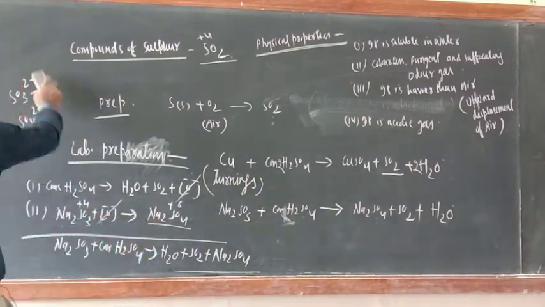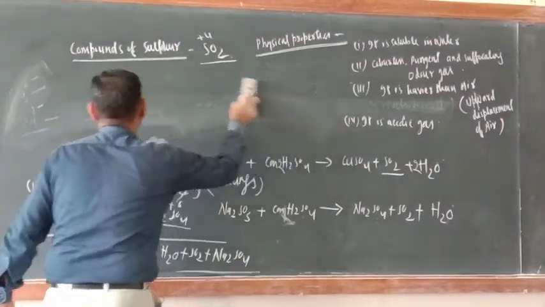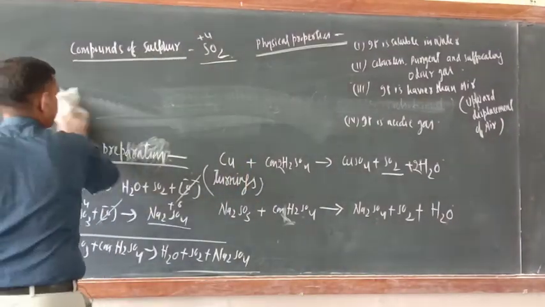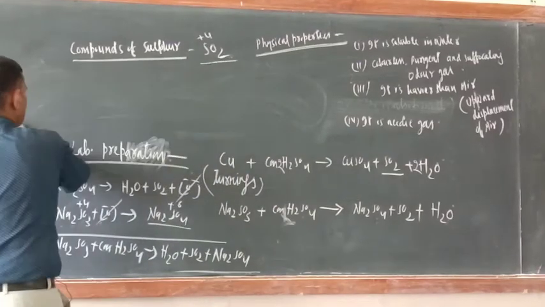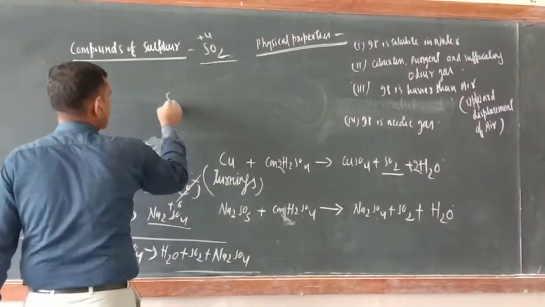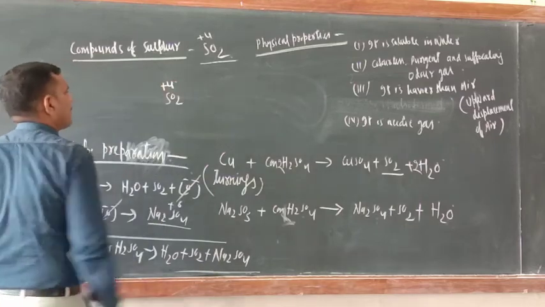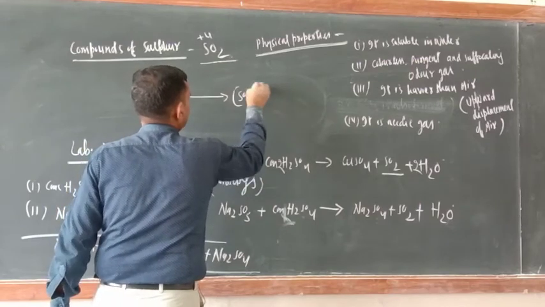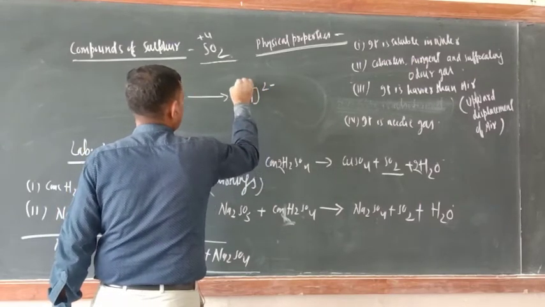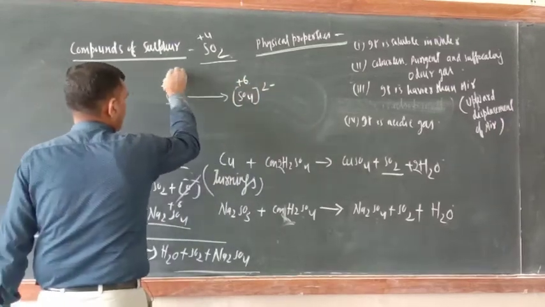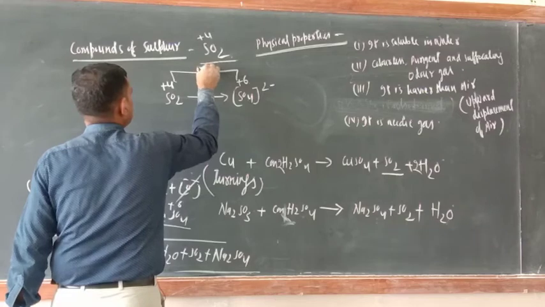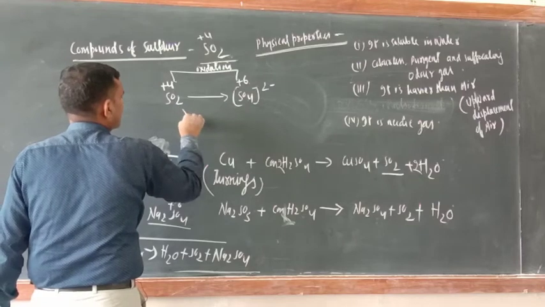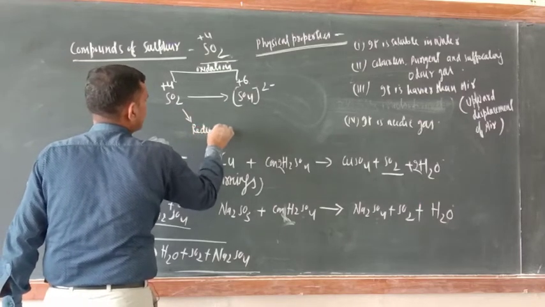Just see. In SO2, what is the oxidation state of sulfur? In SO2, the oxidation state of sulfur is +4, and the sulfur maximum oxidation state is in SO4 2 negative. What is the oxidation state here? +6. So +4 to +6, it is undergoing oxidation. Hence, this will be a reducing agent.